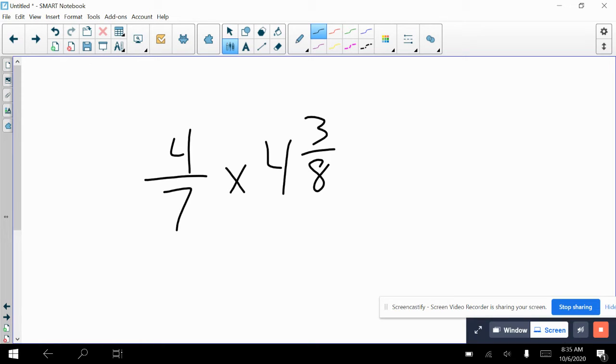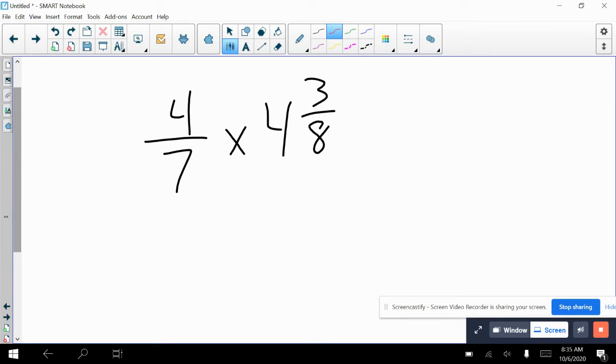Okay, once again, you must be in delay mode. The first thing you're going to do, obviously, if you have a proper fraction, you don't need to do anything to that. But we do now need to change the mixed number into an improper one.